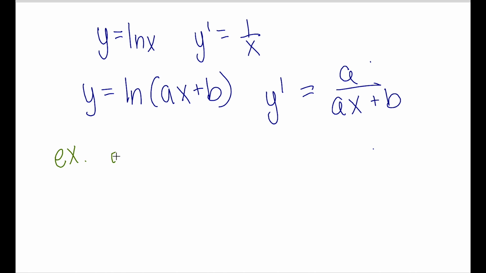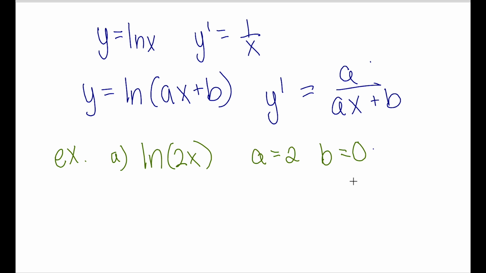I'm going to differentiate ln of 2x. So in this case, a equals 2, and since I'm not adding or subtracting a number, b is equal to 0. So if I plug it in here, we get 2 over 2x, which simplifies to 1 over x. So you'll notice if you have an x with a coefficient and no b at the end, no matter what that coefficient is, the derivative is still going to be 1 over x, because a over a will always simplify to 1.